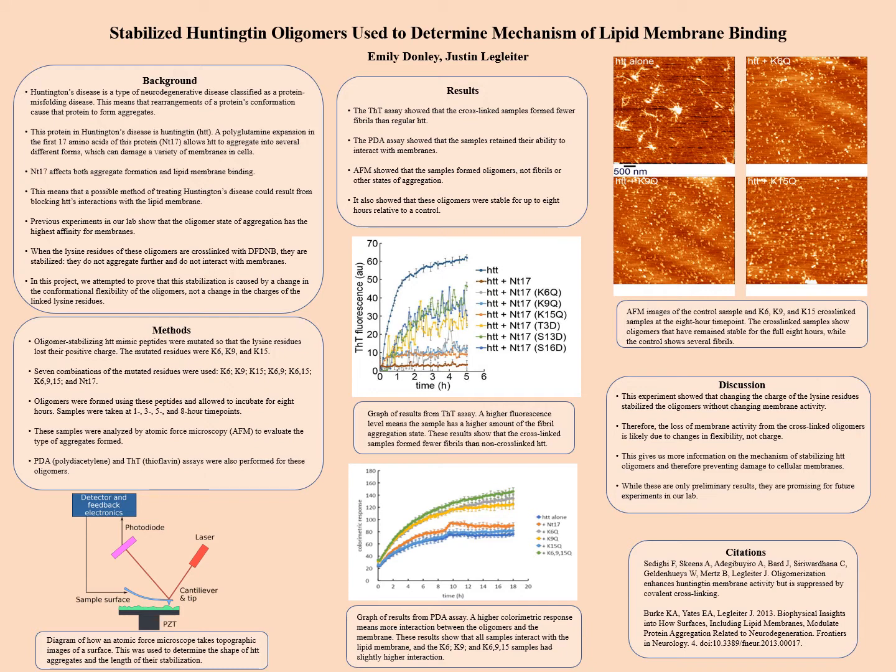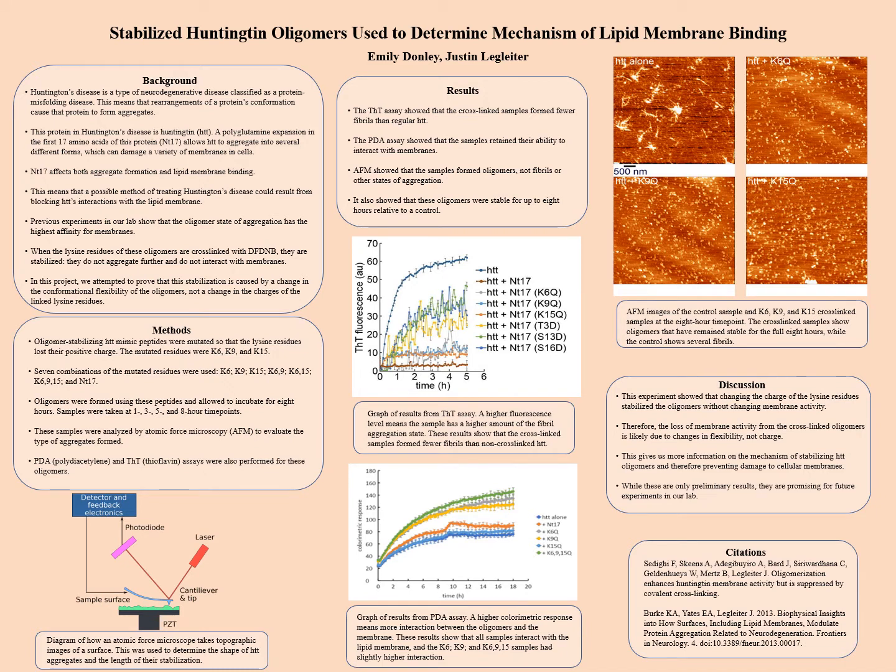Finally, AFM images showed that the samples formed oligomers and did not aggregate further into fibrils. It also showed that they remained stable for the full 8 hours of incubation. The images on the top right show the control, which contains fibrils, and the K6, K9, and K15 samples, which contain oligomers, at the 8-hour time point.